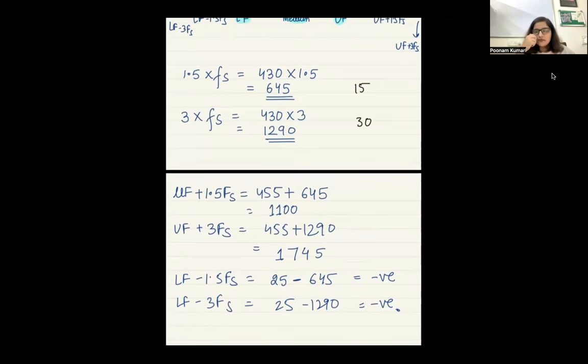Ma'am, for the positive numbers, 1100 and 1745 could be considered as outliers.